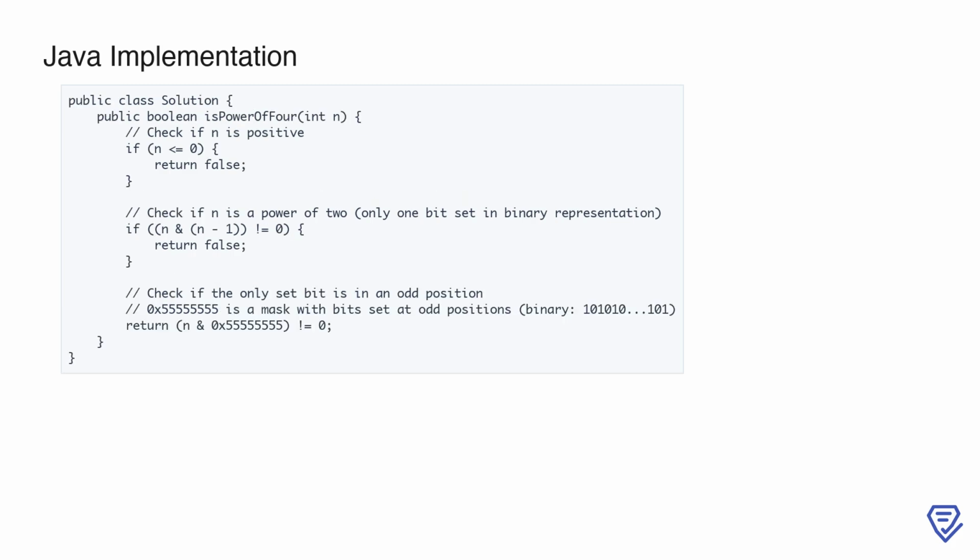This is the Java implementation of the power of 4 problem, using the same logic as the provided Python solution. The method checks if the number is positive, verifies that it is a power of 2 by ensuring only one bit is set, and finally confirms that this bit is in an odd position using a bit mask 0x55555555. Key differences include the use of Java's primitive data types and the class structure specific to Java.